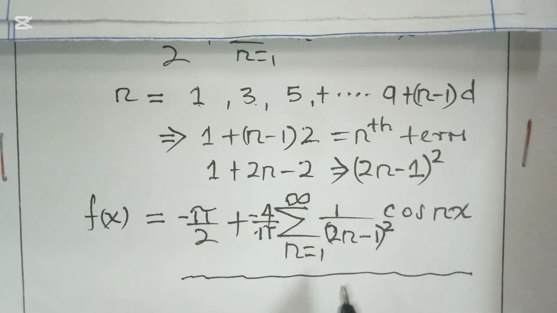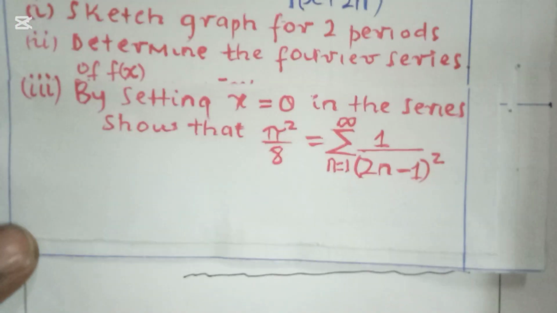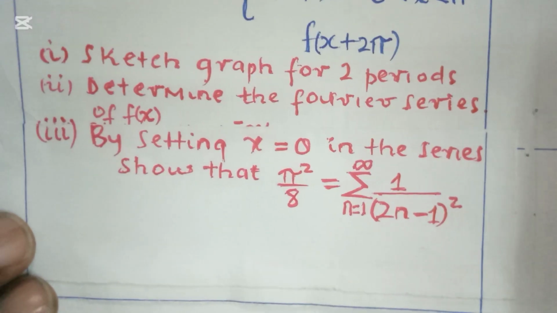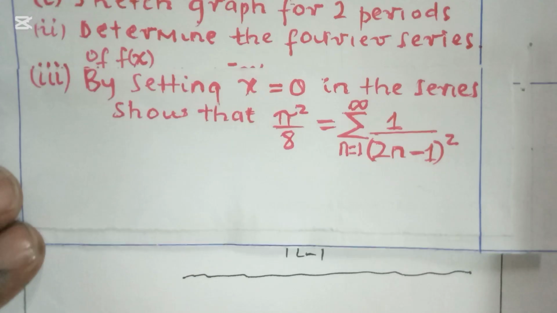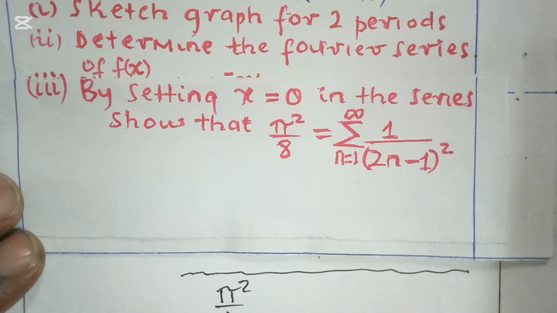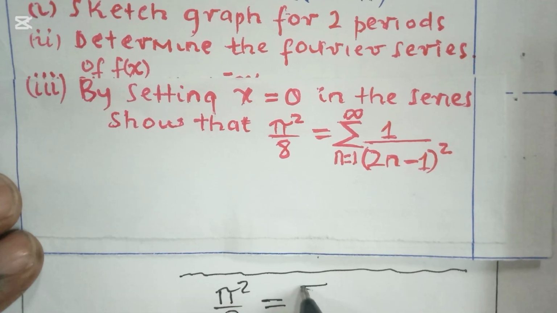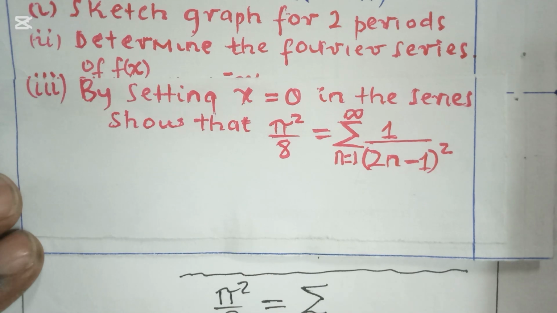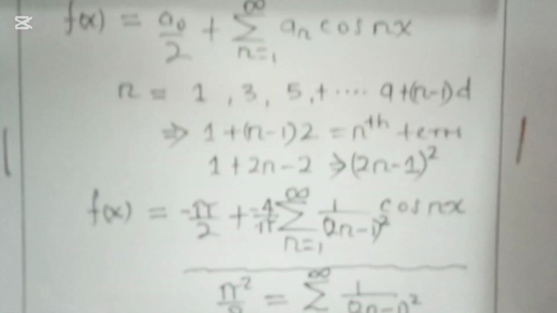But now, let's look at this and ask ourselves this question. We see what we can do about it. By setting x equals 0 in this series, show that pi squared all over 8 is equal to the sum from n equals 1 to infinity of 1 over 2n minus 1 squared. So this is what we are going to work out.